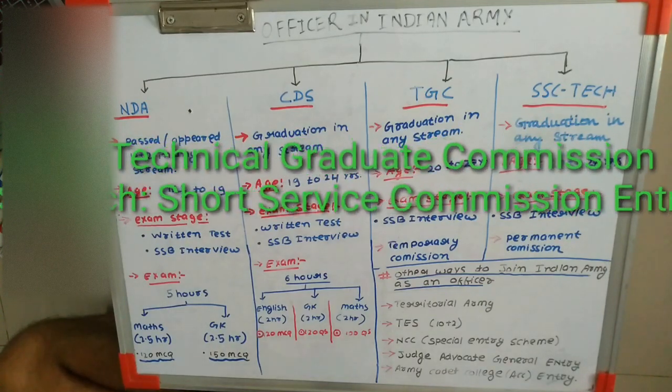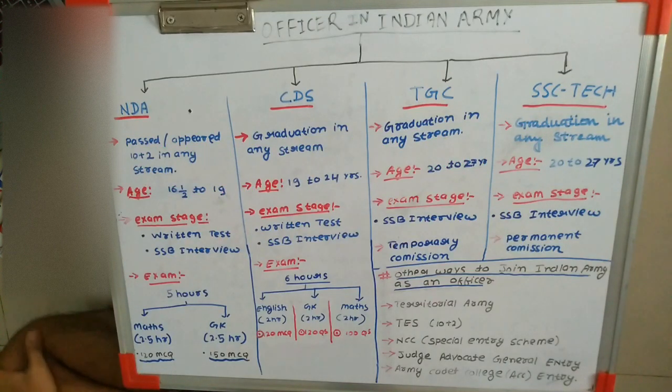part of this video. So now in both these entries you need to have graduation in any stream. The criteria is the same as the CDS. Now when I talk about the age limit, here you have an extended age limit of 27 years. So the age limit here is from 20 years to 27 years.